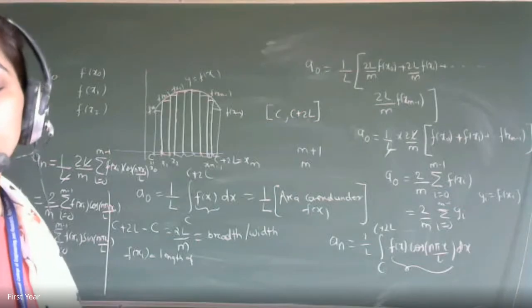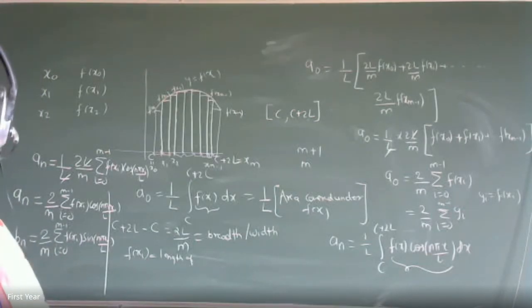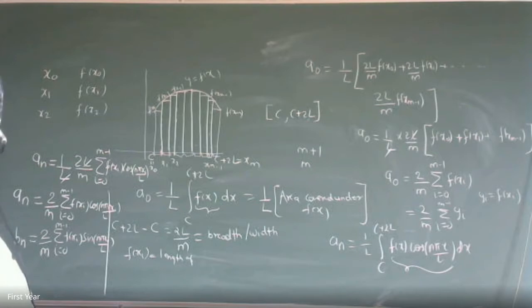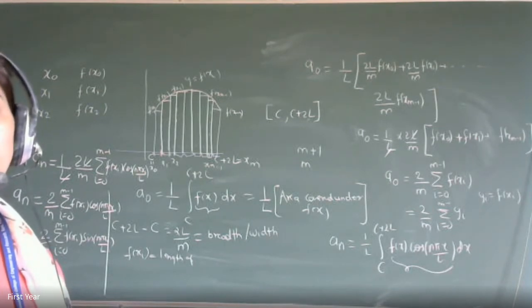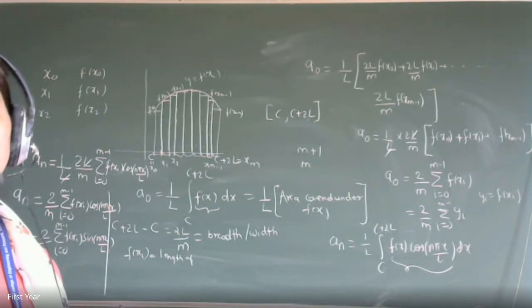For given discrete data in the closed interval c to c plus 2l, for a periodic function, the process of obtaining the Fourier series for this discrete data is called harmonic analysis.